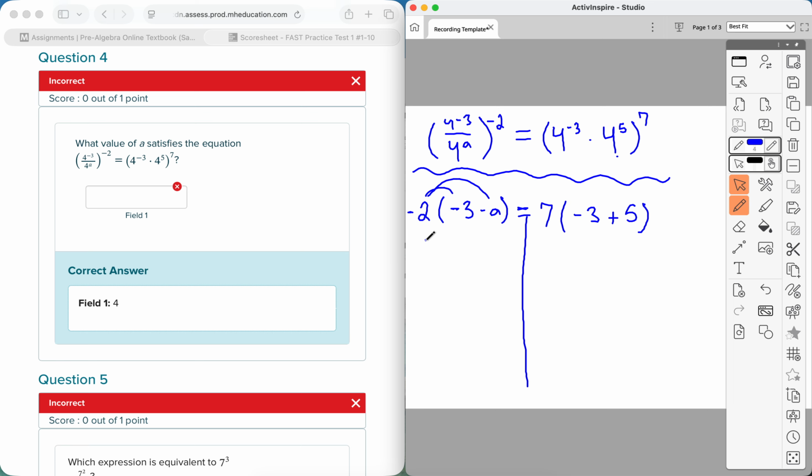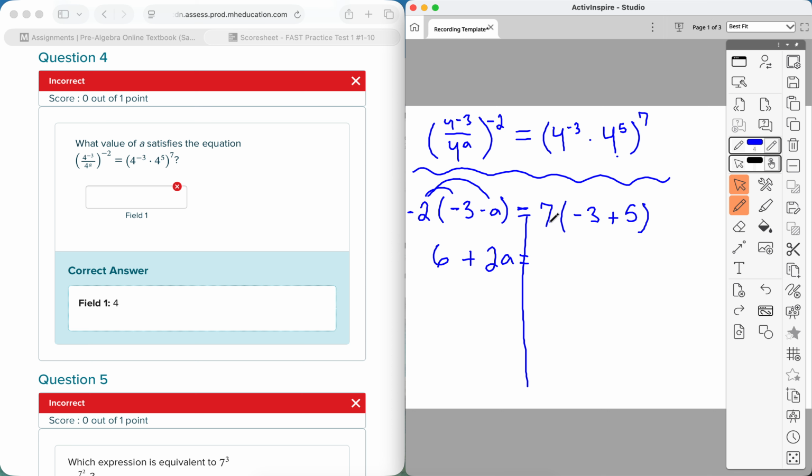I distribute this 2, I get +6 plus 2a. Remember that 2 negatives multiplied gives you positive, so that happened to both of those. And then on this side, 7 times, well, you only really need to distribute if you have a variable in the parentheses. So I'd get the same answer either way, but I think it'll be easier if I make this 7 times -3 plus 5.